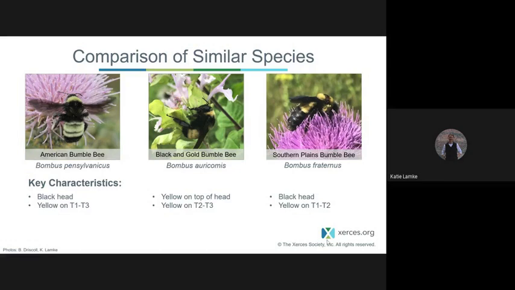So very similar amounts of yellow on all of these bees, but where they are is a little bit different. So see if it has that yellow patch on the head. See which sections of the abdomen the yellow stripes occur, and that's going to help you figure out which bee you have.